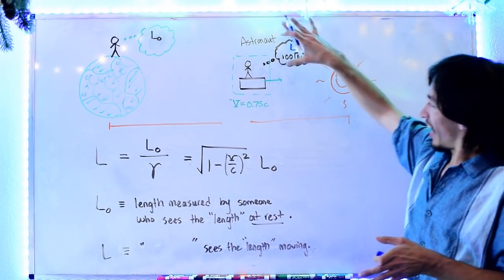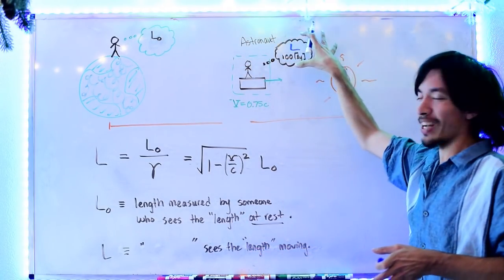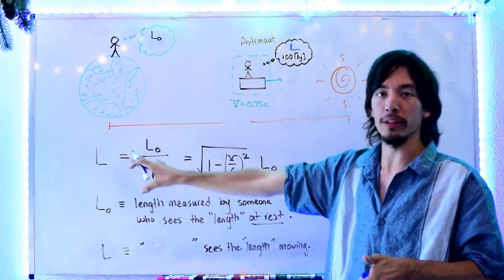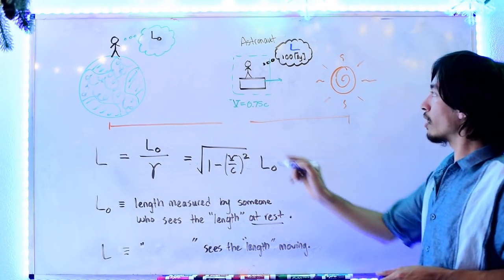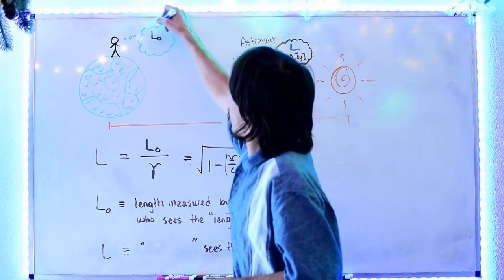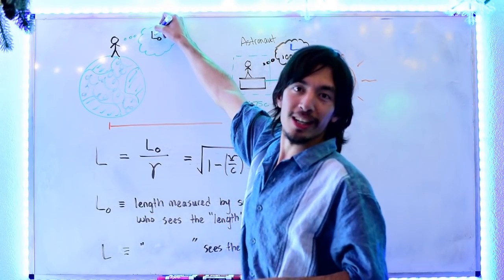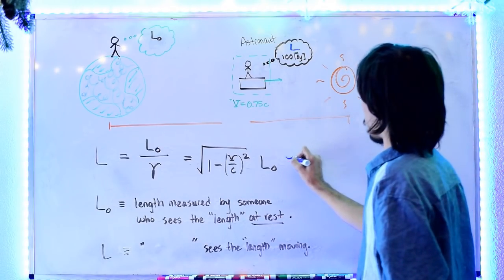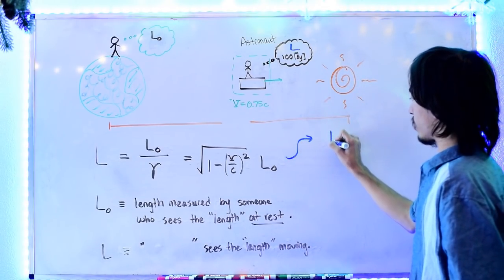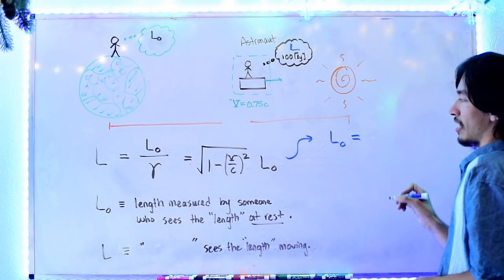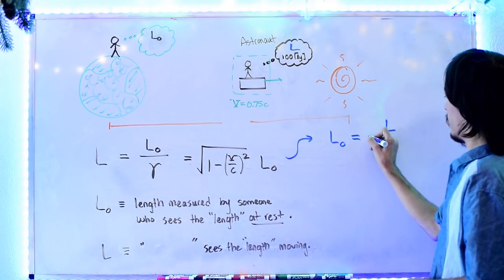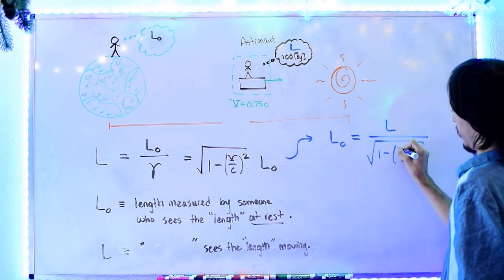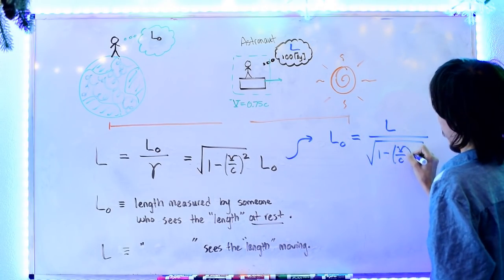So now that you've identified who's the rest length and who's the non-rest length, now you can use the equation properly. In my case, I want to know what the person on Earth is measuring. So it's L naught that I'm solving for. From this equation, I need to solve for L naught, which is equal to L divided by the square root of 1 minus V over C squared.